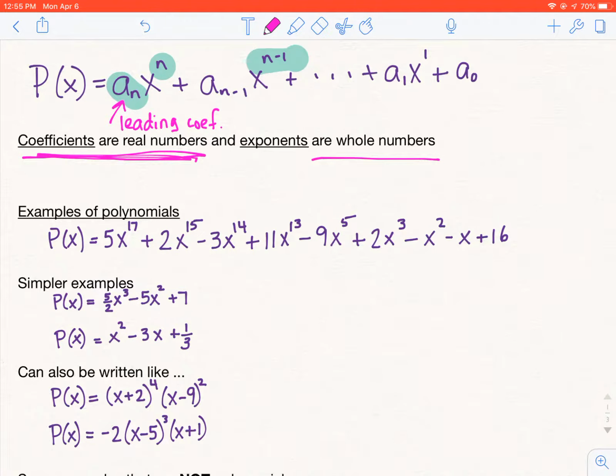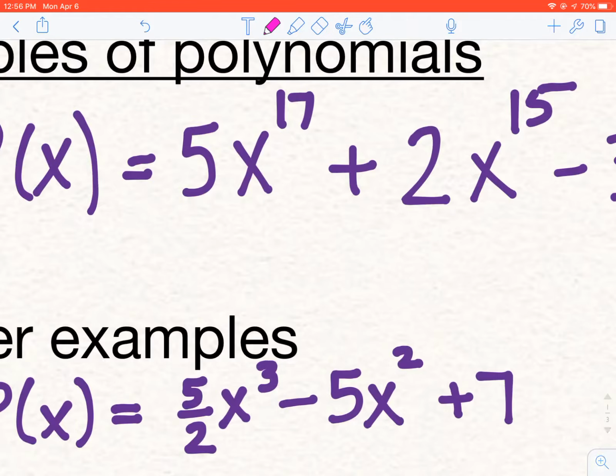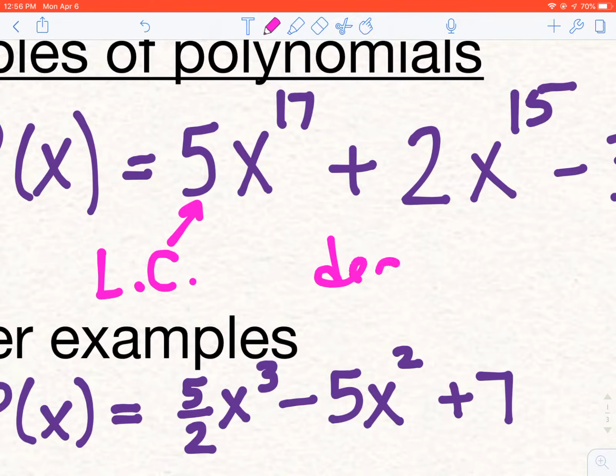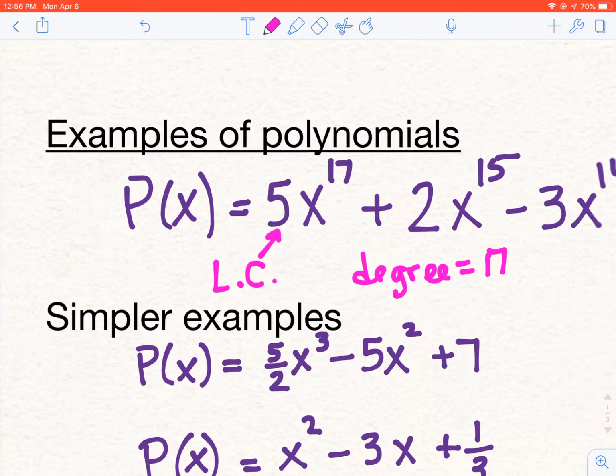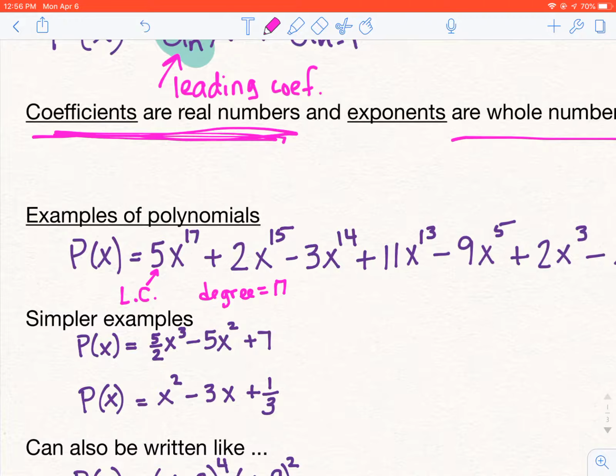All right, so here are some examples of polynomials that I wrote out for you. So P of x is equal to 5x to the 17 plus 2x to the 15 minus 3x to the 14 and so on. You can read all of that yourself. Notice I put that in standard form. So the 5 is my leading coefficient. I'll use LC for leading coefficient. And the degree in this one would be 17. That means it's got a chance to cross the x-axis 17 times.